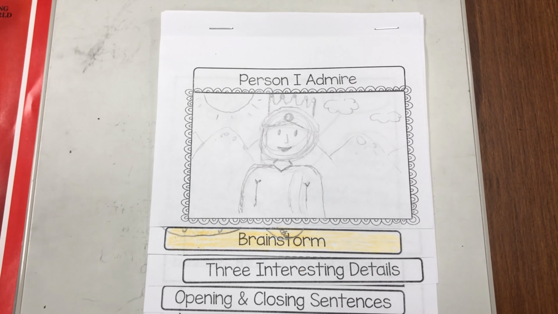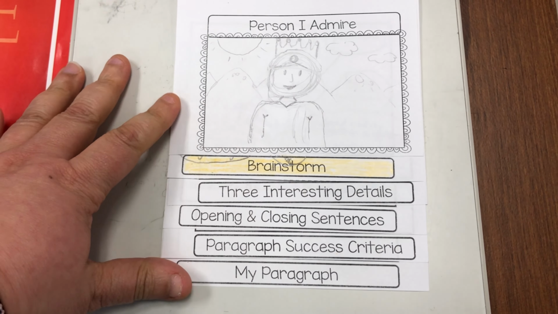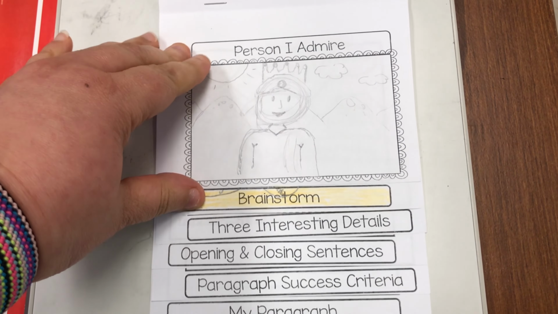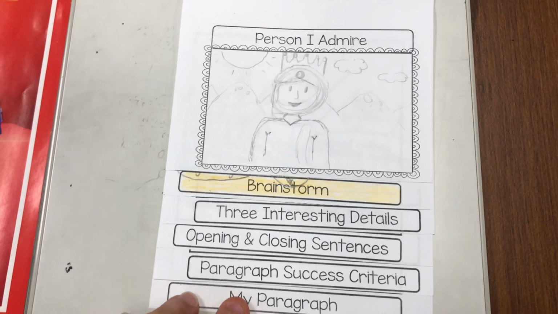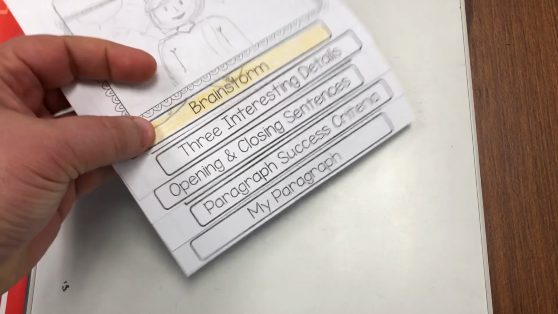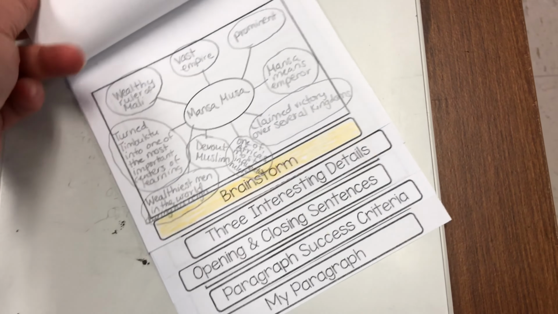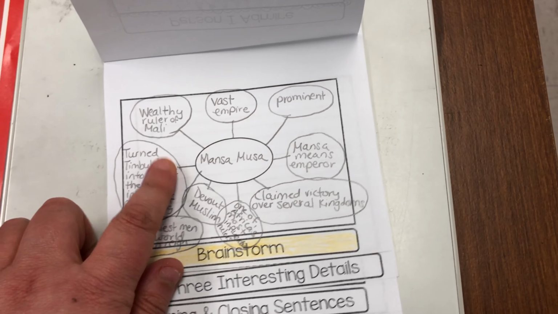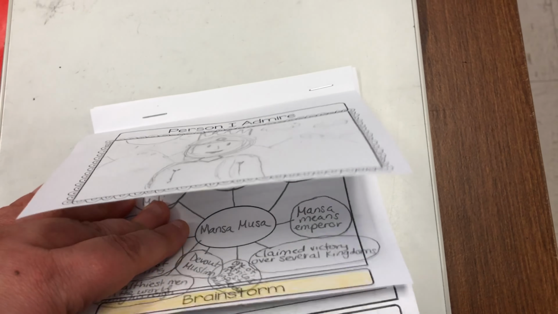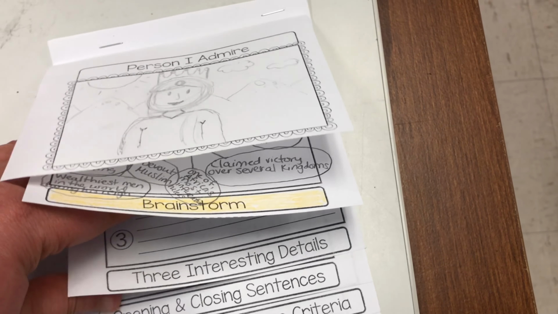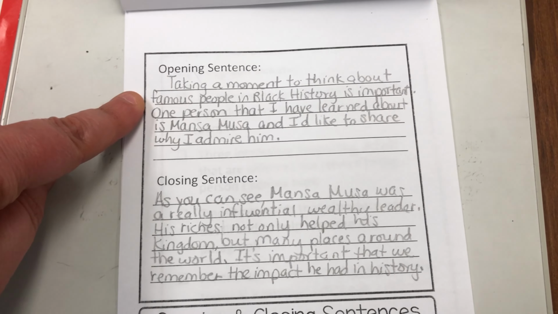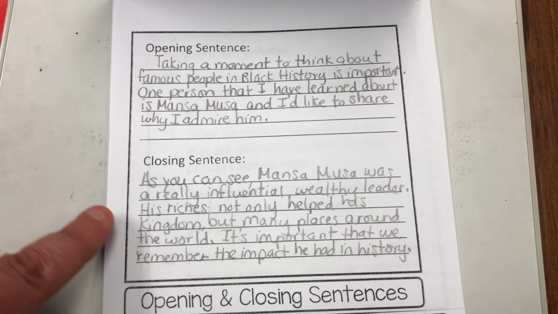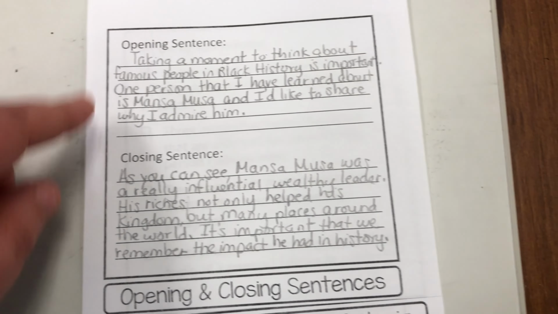I also wanted to give you an update on our little paragraph for the person in Black history that we admire. I went ahead and showed the students how to cut along the dash line on each page so that they had these staggered little flip pages. Remember how yesterday I modeled the brainstorming? I still have to add my 3 interesting details, but what I did today was model how to write an opening sentence and a closing sentence so that the opening sentence can introduce the topic and the closing sentence can wrap that topic up.